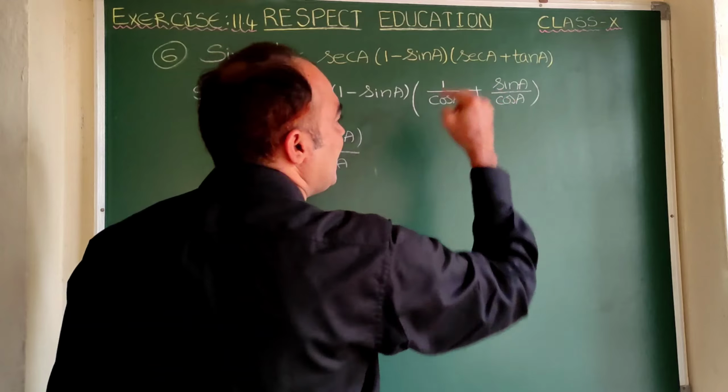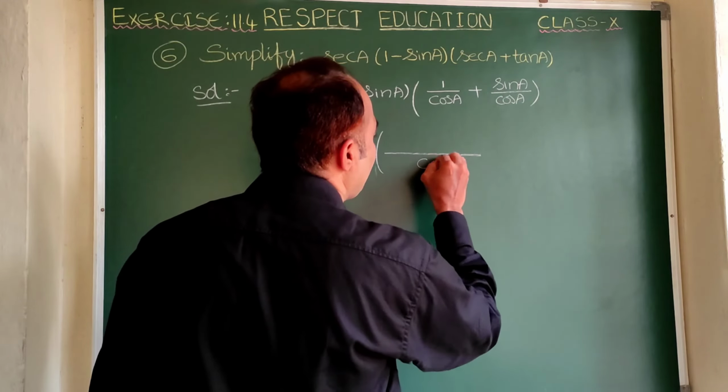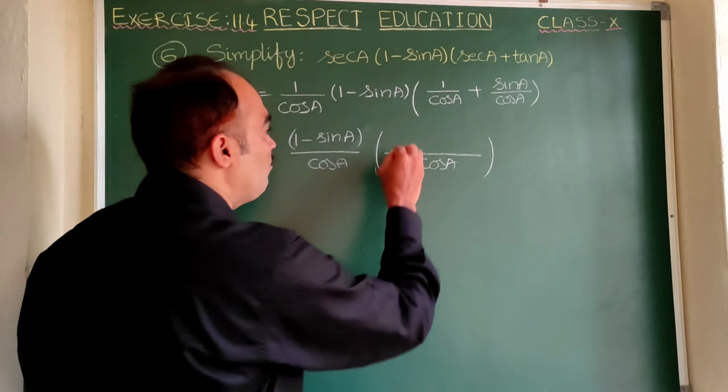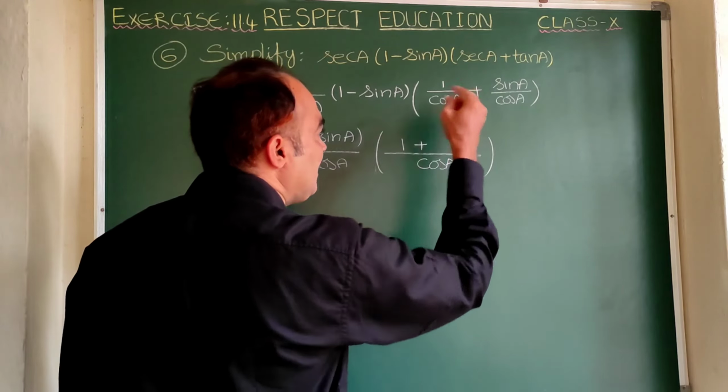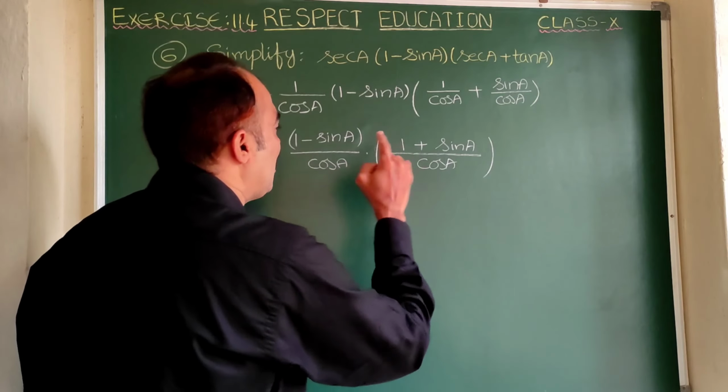into, here what is the LCM? Cos A is the LCM. If you take here cos A LCM, in the numerator here what is left? 1 plus sin A. Now since it is multiplication, let us multiply numerator into numerator, denominator into denominator.